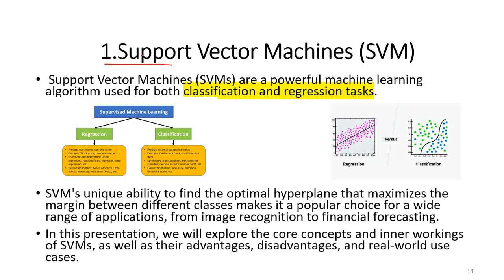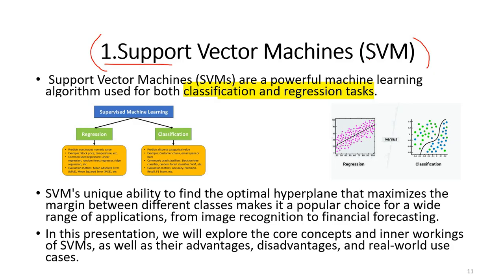So let's start from the basics. What is a support vector machine? When we are talking about SVM, it is a supervised machine learning algorithm. Supervised means we train the model using labeled data. For example, email labeled as spam or not spam, medical data labeled as disease or no disease, student data labeled as pass or fail.